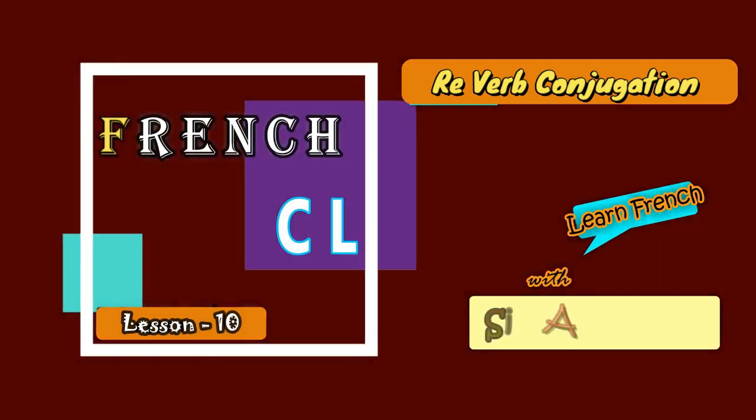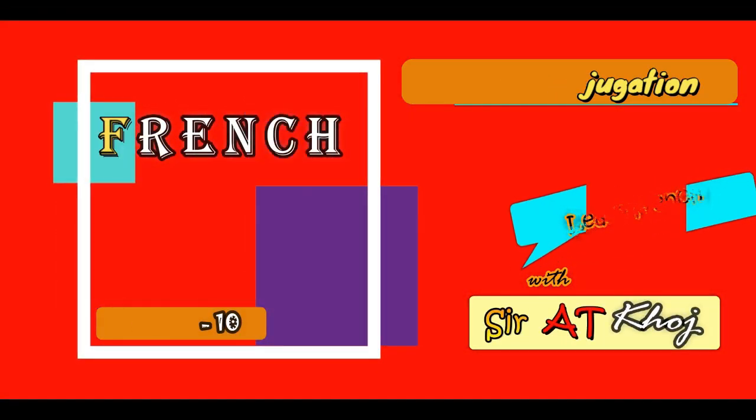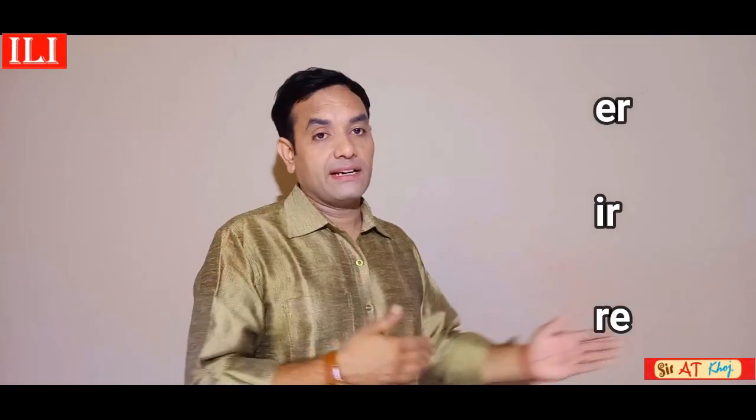Say more. So today we are going to learn the verb conjugation of RE. Did you remember? I told you the French verb ends with ER, IR and RE. Okay? And ER, IR conjugation we have already learned. Now we are going to get the conjugation of RE. So that is not very difficult that you can do.